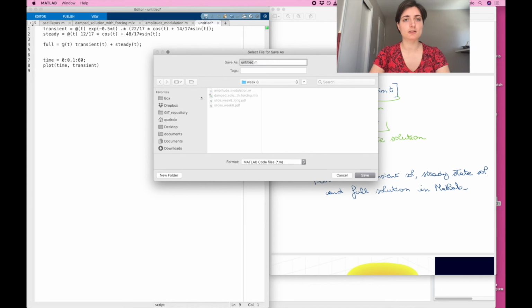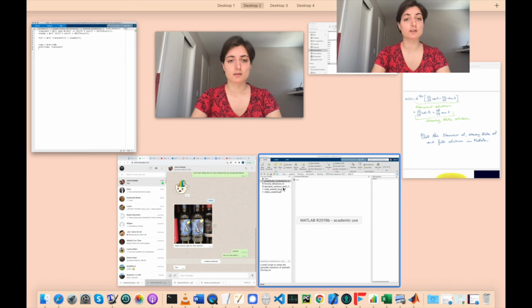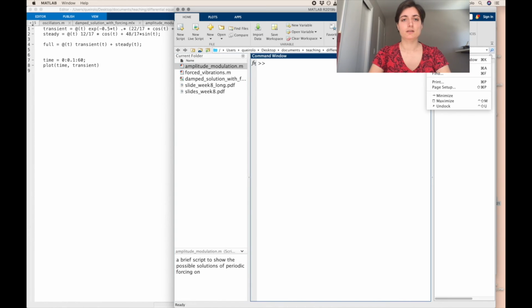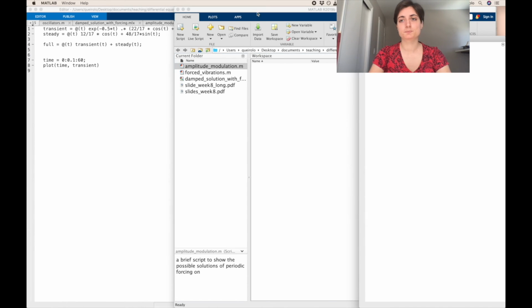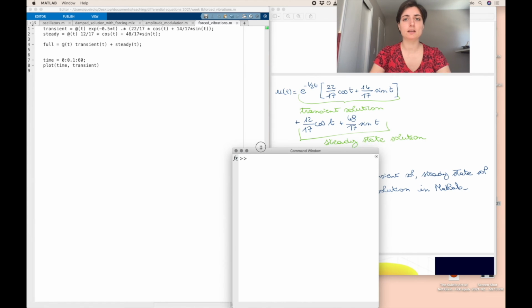So I'm going to save it as forced vibrations. I'm going to share this code with you. Then I open the command window. I'm actually going to undock the command window to make it easier to pass from one thing to the next. And I'm going to call forced vibration.